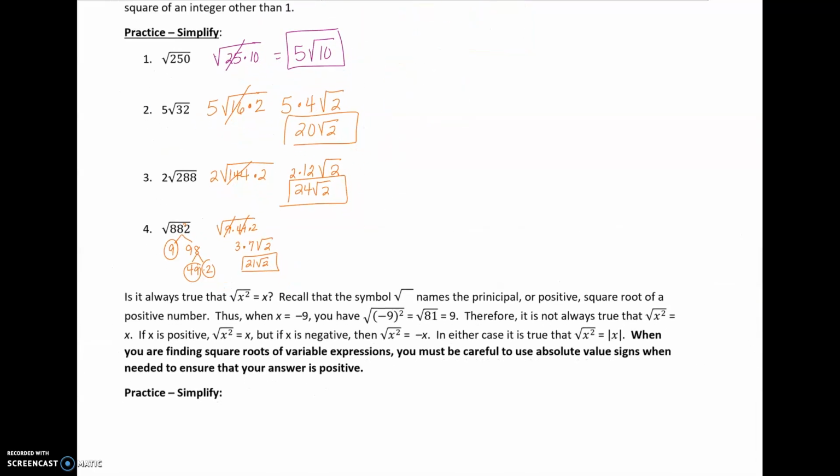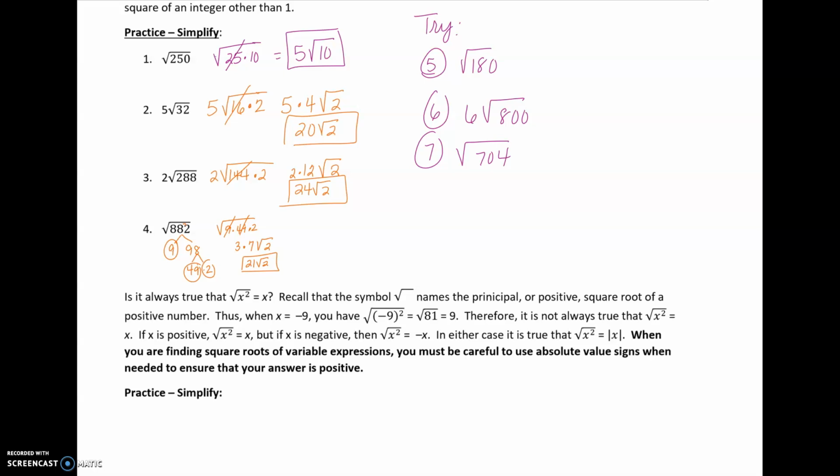All right. There's about a minute left before we have to stop. I want you to try these, and then we'll come back on and finish up the next part. Number 5 is the square root of 180. Number 6 is 6 times the square root of 800. And number 7 is the square root of 704.